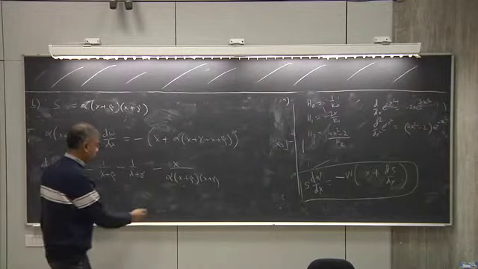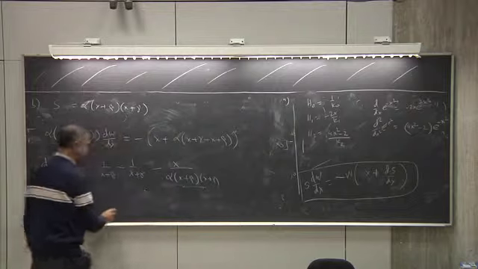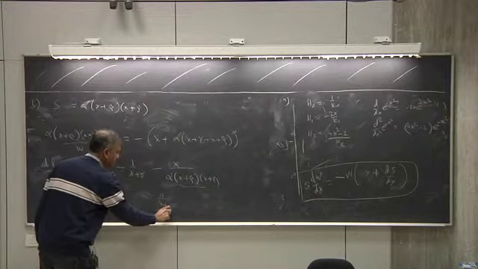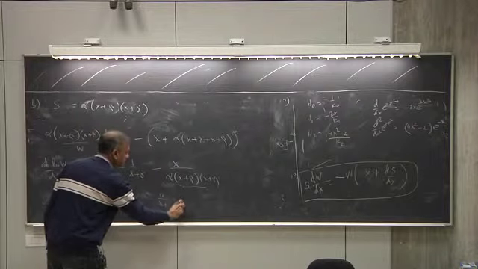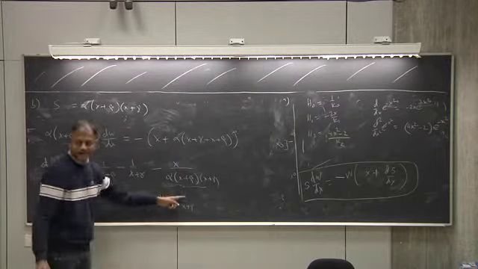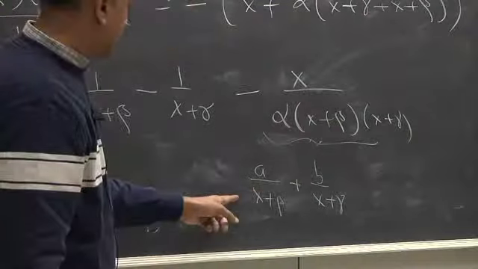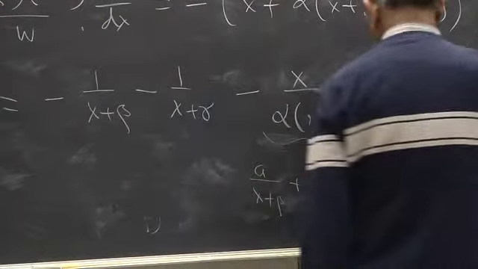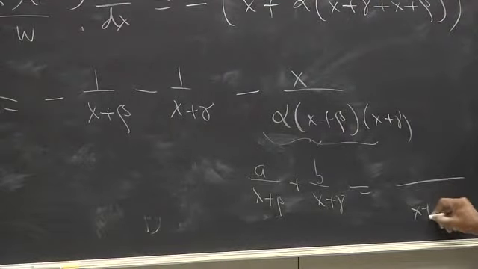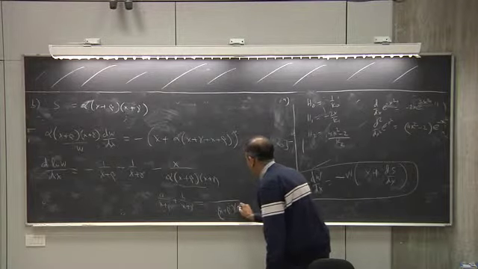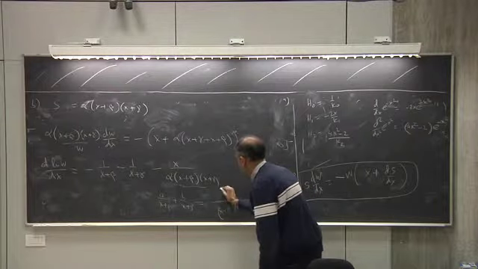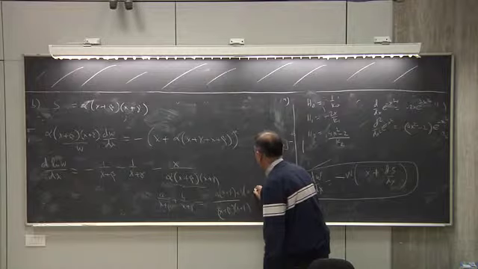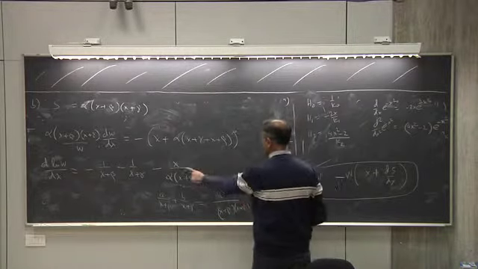Okay. So how shall we do this? I mean, let's look at this. Let's write this as a divided by x plus beta plus b divided by x plus gamma, and we want to determine a and b, right? So when you write it with a common factor, this is the same as 1 over x plus beta times x plus gamma, times a(x plus gamma) plus b(x plus beta). And now you compare it with this.